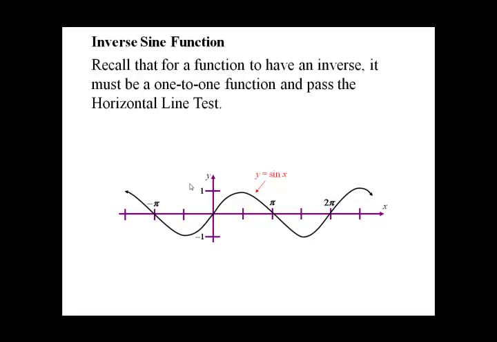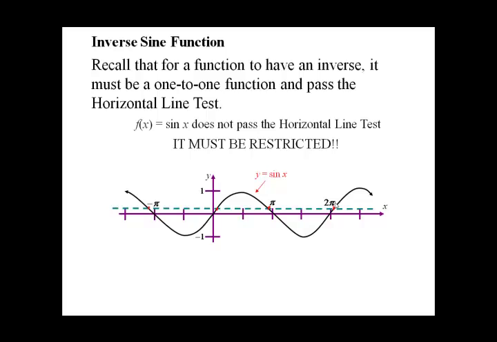Yes, it passes the vertical line test. You could draw many vertical lines in here, but it does not pass that horizontal line test. There's many hits on this horizontal line, which means it would be a problem if we wanted to try to graph the inverse sine. However, what we do is we restrict this sine just like I did in that other slide. I'm going to restrict it to just being from here, negative pi halves, to pi halves.